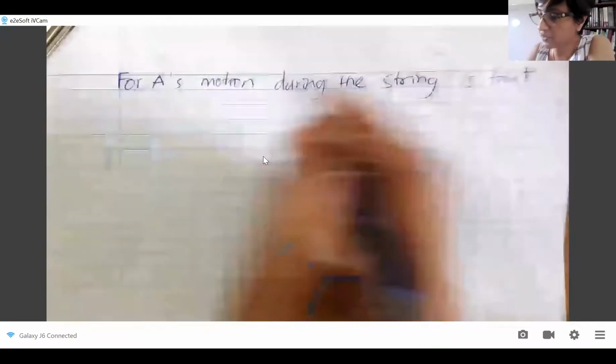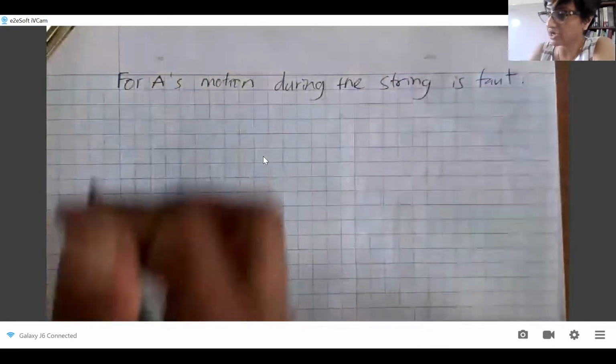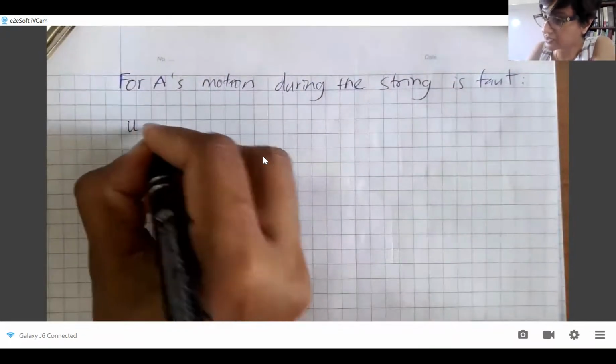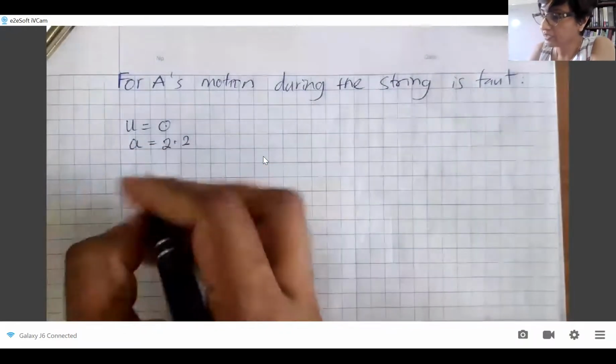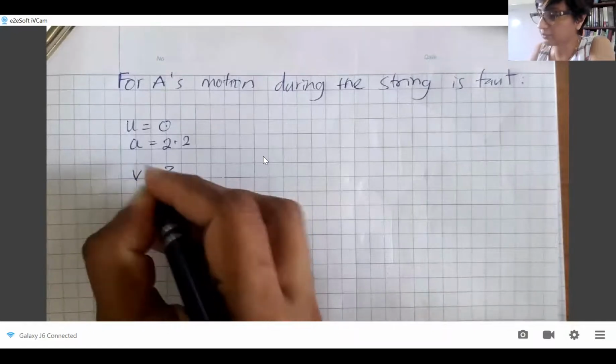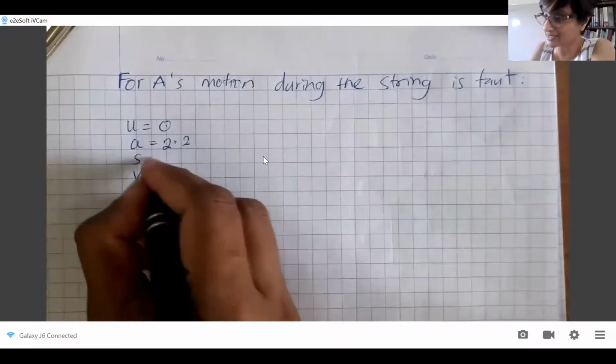Okay. So what do I know about that part of the motion? I know A started with 0. I found the acceleration 2.2. I want to find V. I need one more piece of information. I know this distance, 1.